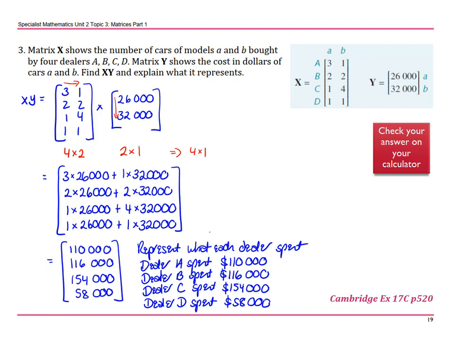I would envisage that this would be quicker doing by hand than on your calculator because you do need to enter your matrices into your calculator. Check it on your calculator and see. Just give it a go. What is quicker, by hand or by calculator?